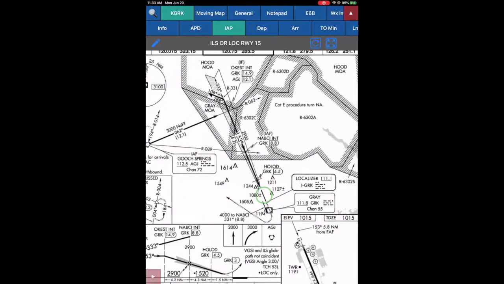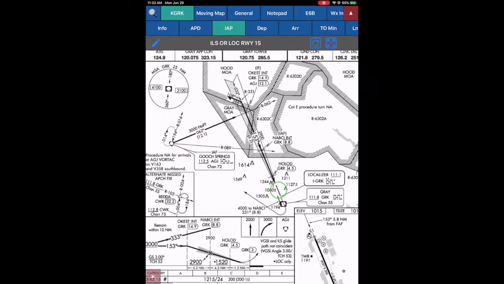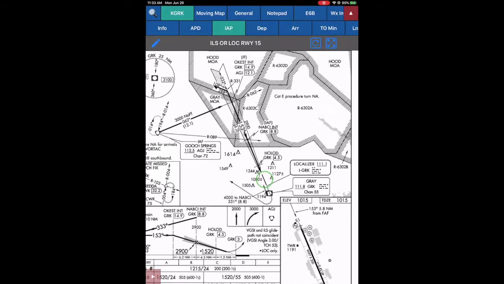How come there's no emergency safe altitude listed? Sometimes it does. If you look at the Randolph ILS localizer 15 right, it lists an emergency safe altitude. How come this one doesn't? What does emergency safe altitude provide me with? For what distance? And within what distance of what? The airport, the final, the runway.